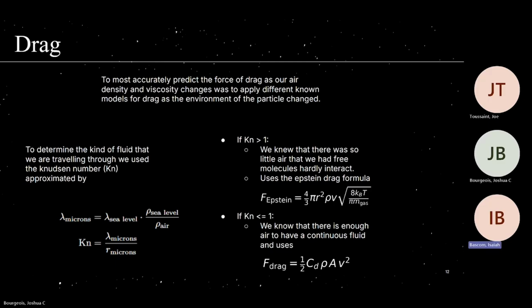And for our drag, we used a heavily simplified model. We took it in two cases, where first we have a Knudsen number of greater than 1. And in this case, we're saying that there's so little air that our molecules will hardly interact. So we're basically in a free molecular flow. And in this case, we would use the Epstein model for drag. And then when we have a Knudsen number lower than 1, we will be using the standard equation for drag. And that Knudsen number is basically describing the fluidity of our environment.